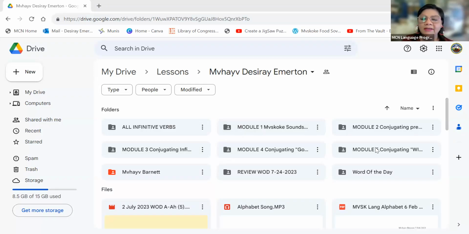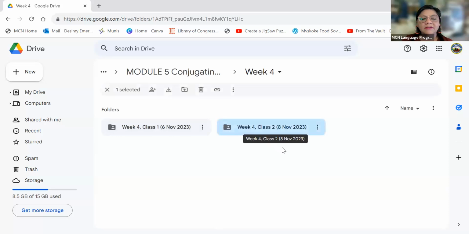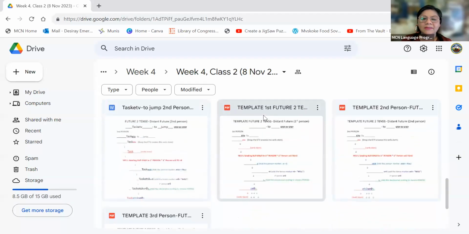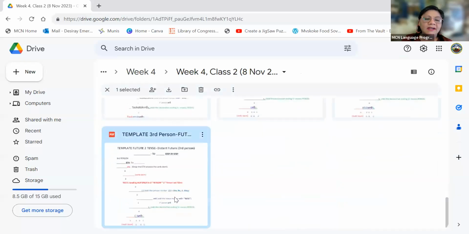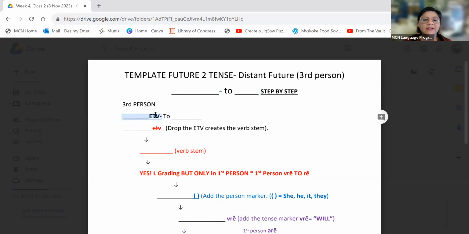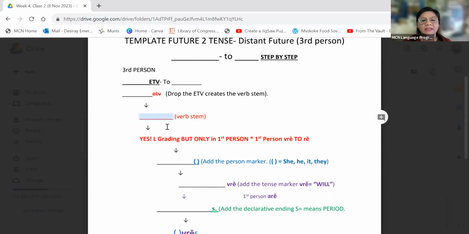All right, so let's go back and let's finally finish this up. We got about 10 minutes, 9 minutes now. Let's see. And we are on third person. Since you guys are doing so well and catching on, I'll quickly go through it because it's basically plug and play. Like I said, you just get your infinitive verb, put it here. To see, to eat, to drink. You drop your ETV, you get your verb stem. Your verb stem goes here.